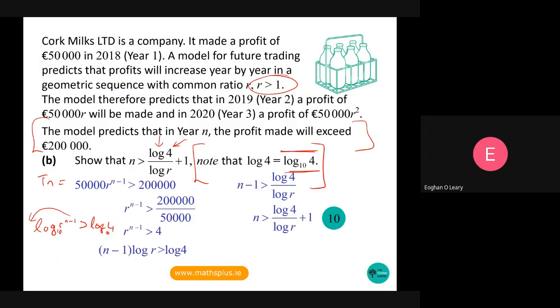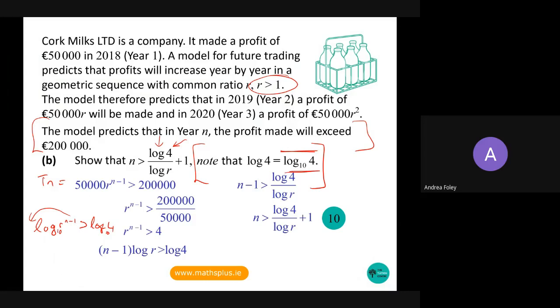Okay, Andrea. So this is marked 0, 5, 8, and 10. So low partial credit here is forming a correct equation. So your correct answer of A or even an incorrect answer of A, making it greater than 200,000, is forming an equation and worth 5 marks there. For high partial credit, it's rearranging and taking logs. So you needed to have moved the 50,000 across and taken logs.